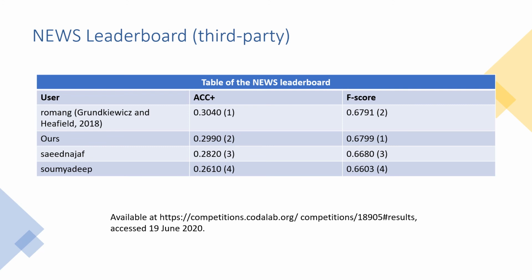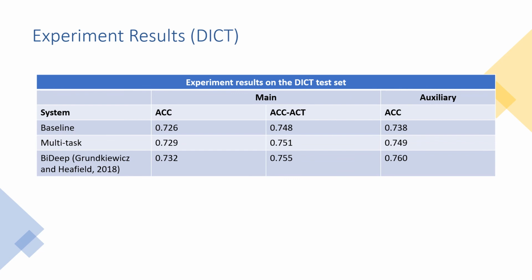Nevertheless, on the anonymized official test set, our model ranked top in the F score and ranked second in ACC Plus. While the difference in the scores is not prominent, our model is 6 times smaller in size than theirs. On the DICT dataset, none of the models are outstanding, and we think the reason might be that the DICT dataset only contains names of people, and the noise pattern is not complex enough to reflect the learning ability of different models.